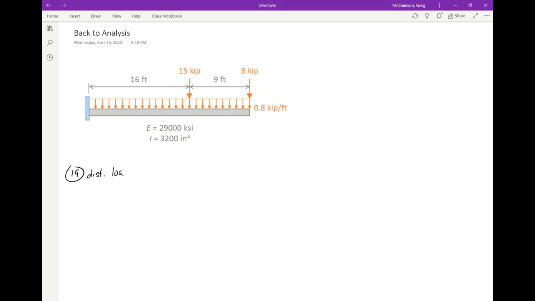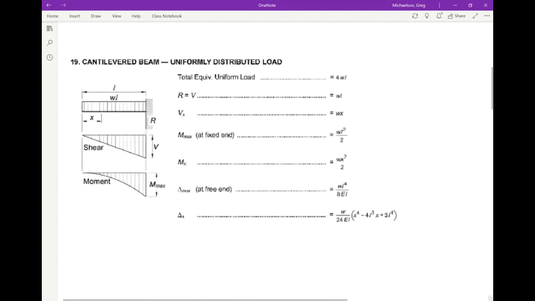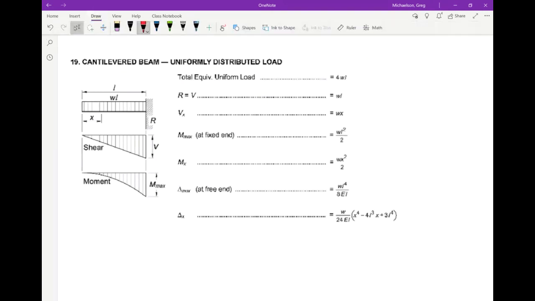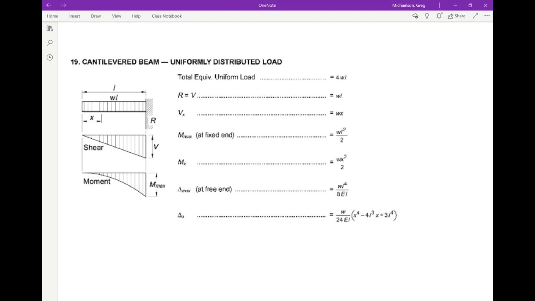Okay, so for this case, I'm going to scroll down a bit. If you go to the case in the manual, what we're trying to determine is the maximum shear, the maximum moment, and the maximum deflection. So the first thing, let's make sure we're using the right formulas, okay? Let's take the maximum moment. This is the maximum moment, WL squared over 2.